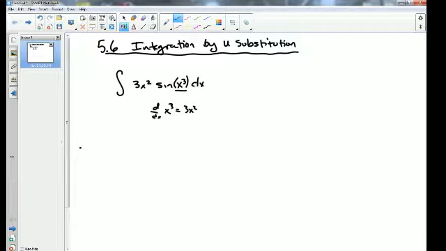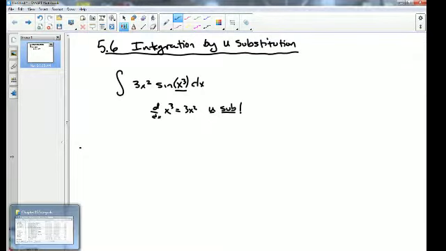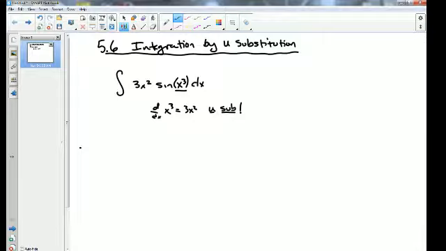Will it always be like that? It won't be. Sometimes it's not perfect, so you have to manipulate a little bit. But in general, if you see the derivative, the variable is the important part. You can mess with the constants, but the variable is the important part. So in this case, we are going to set u equal to that right there.